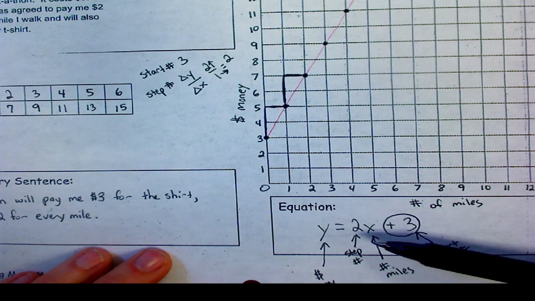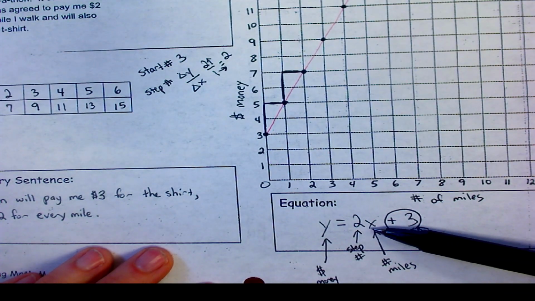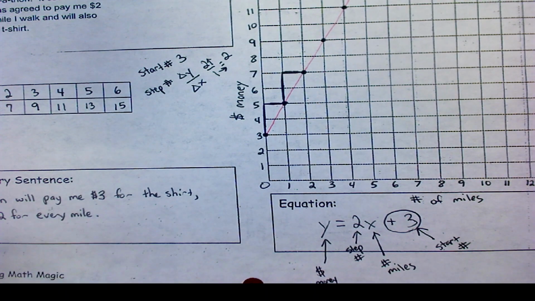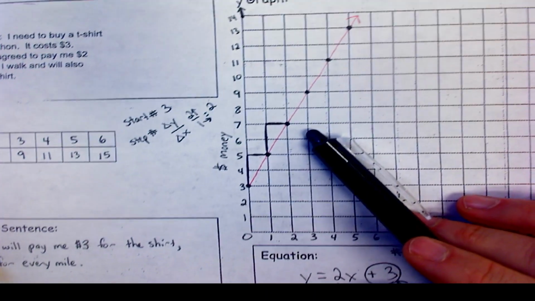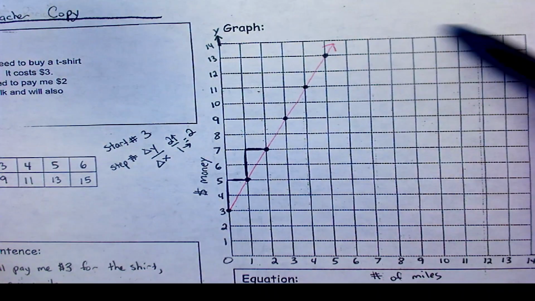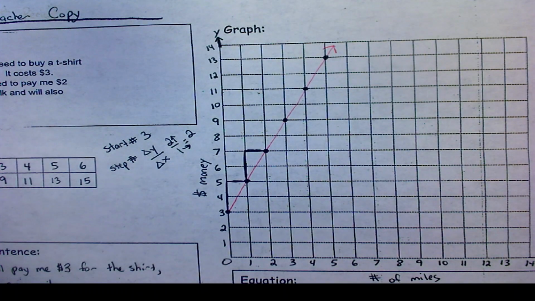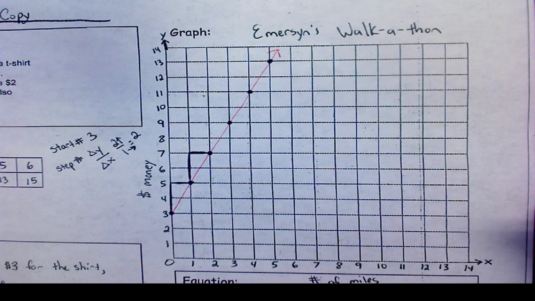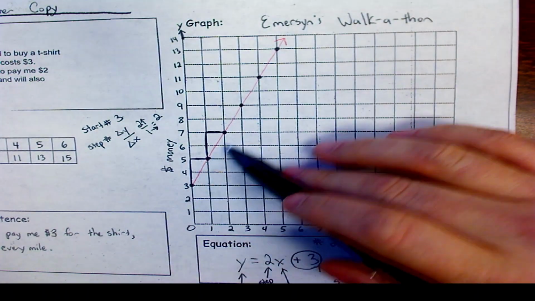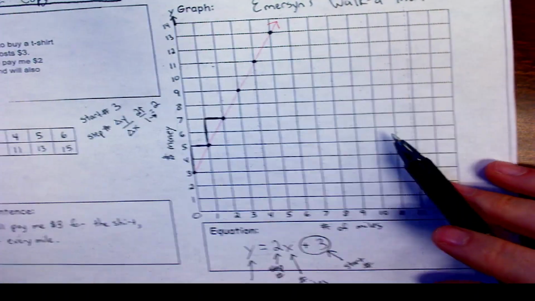But again, the true power of this is that now you can plug in any number of miles that you want and very quickly determine how much money that you would be raising. The visual graph is good to have, and we're almost done with it. The one thing we need to do is we need to go back through and make a title on there. So how about we just call it Emerson's Walkathon. So we've labeled our graph, we've taken our equation and graphed it.